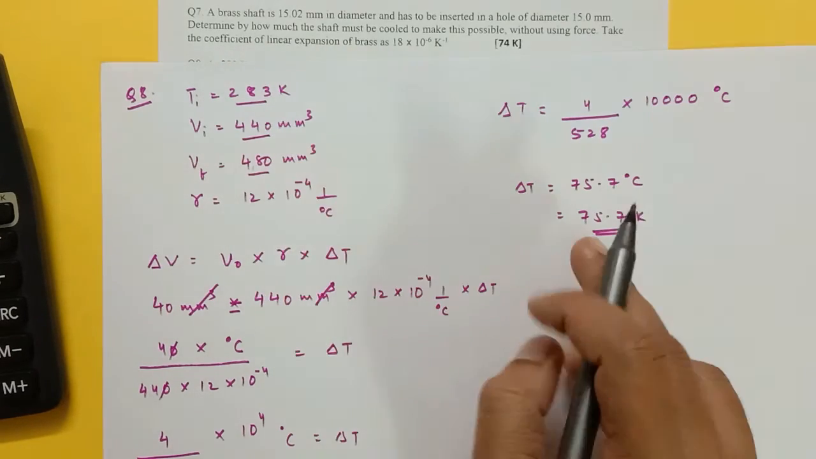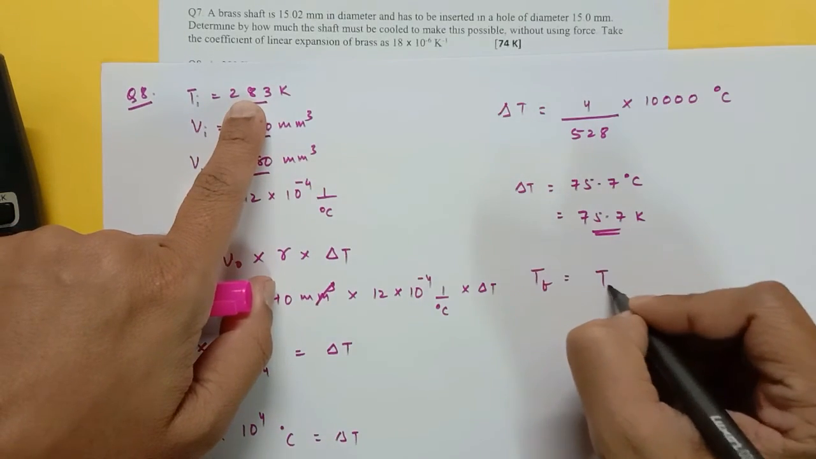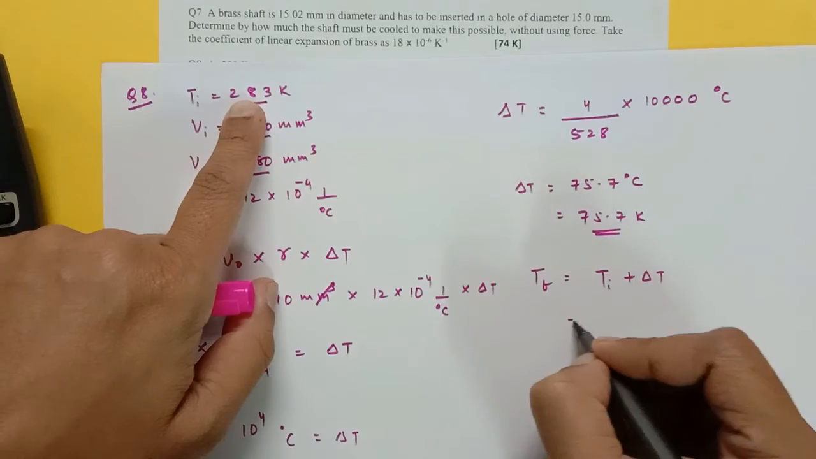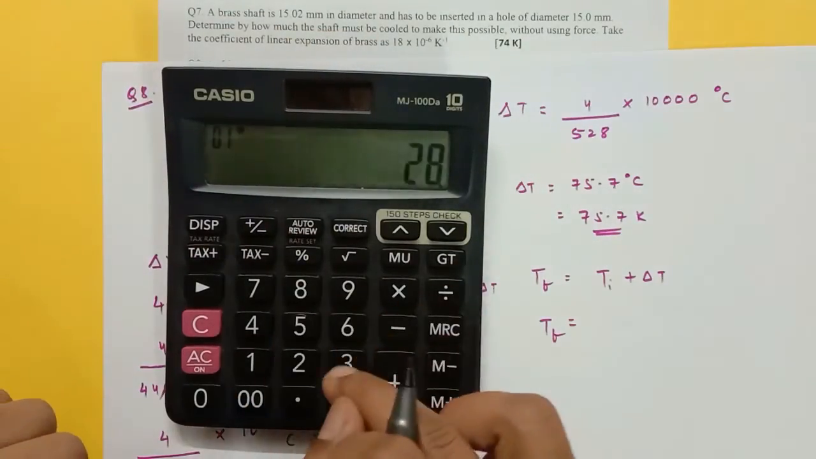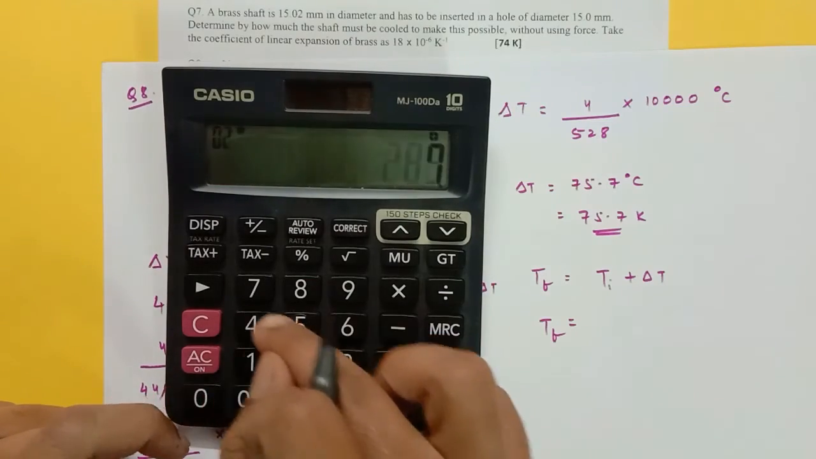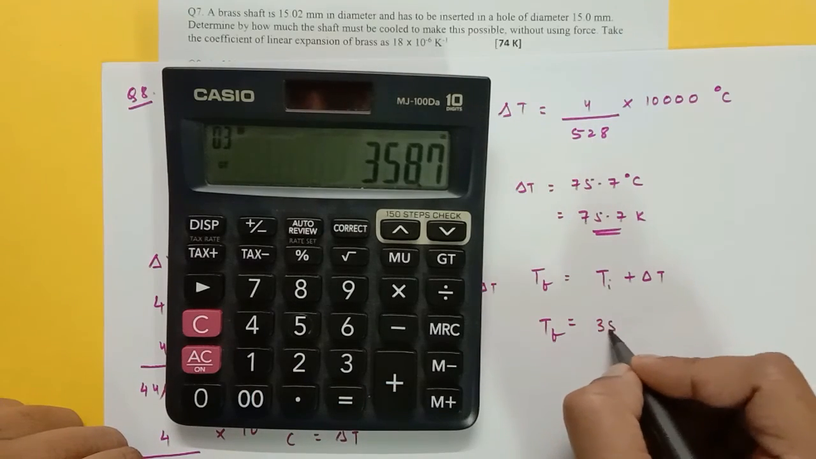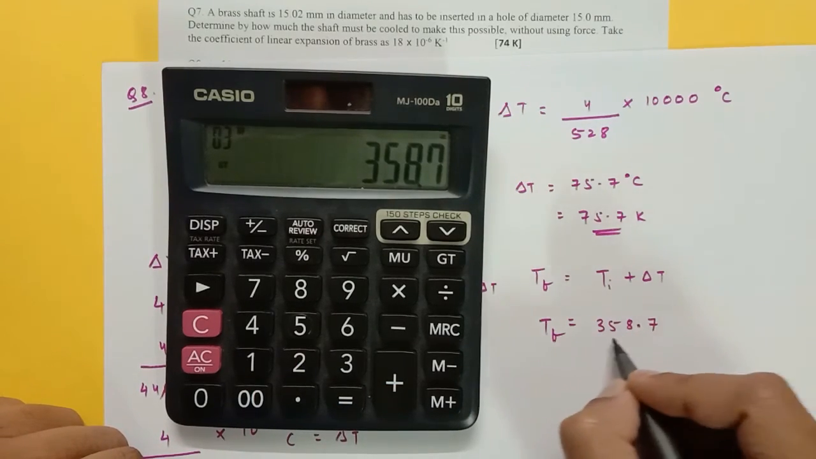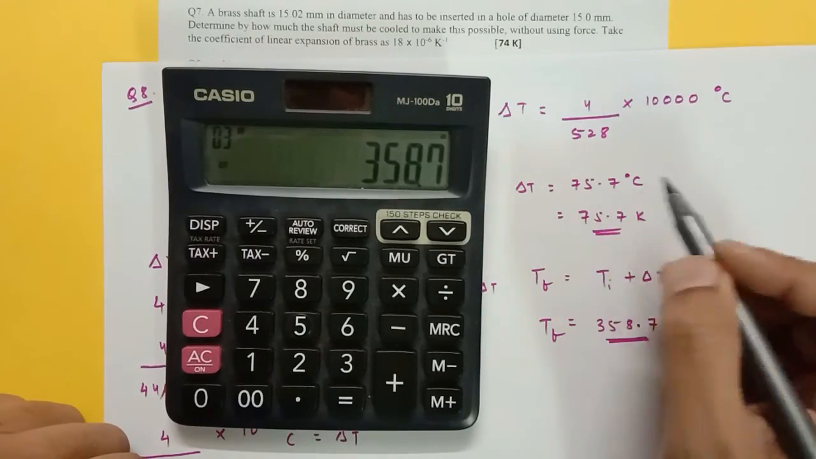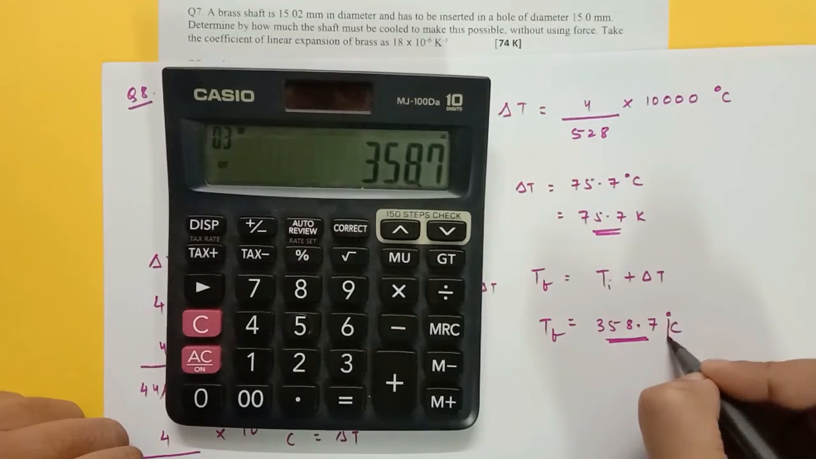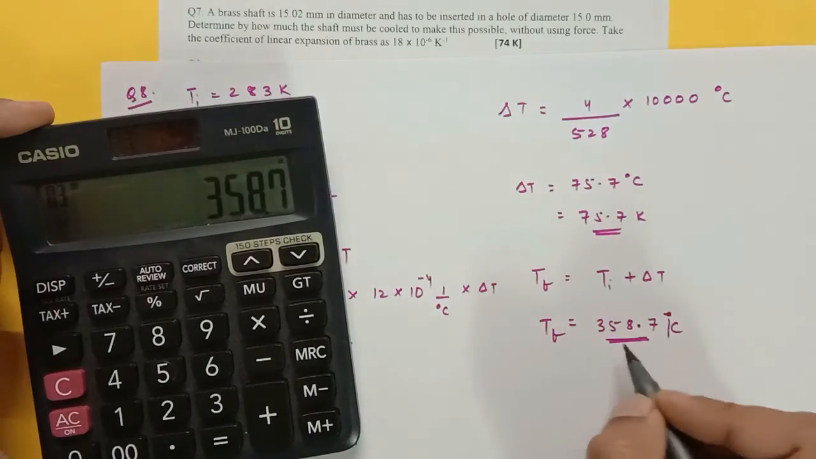This was initial temperature, this is rise in temperature. So final temperature would be initial plus delta T, rise in temperature. So final temperature is equal to 283 plus 75.7, that is 358.7 degree Celsius. Because you can write down this in degree Celsius Kelvin, oh, I'm sorry, this is in Kelvin, I'm sorry, because 283 was in Kelvin and this is in Kelvin, so final answer is this.